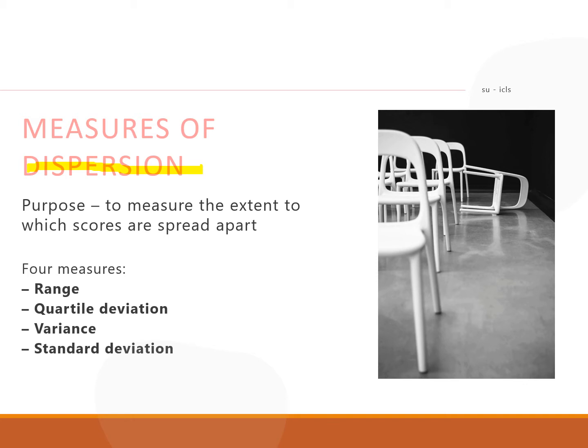We have four measures actually. We have the range, the quartile deviation, the variance, and of course the standard deviation. But always remember, guys, the most commonly used parameter is the variance, and of course you have your standard deviation. These are the two parameters that are very useful for measuring the dispersion of the data.